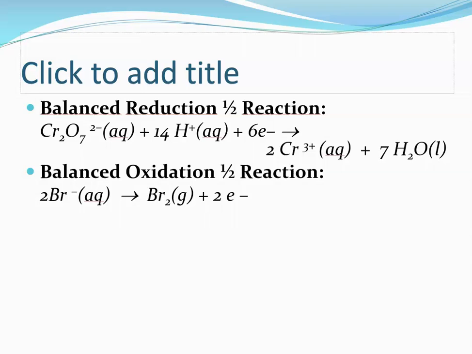Notice how the reduction half reaction includes 6 electrons and the oxidation half reaction includes 2 electrons. It will be necessary to balance the number of electrons lost in one reaction to the number of electrons gained by the other reaction. We do this by multiplying the coefficients with a number.